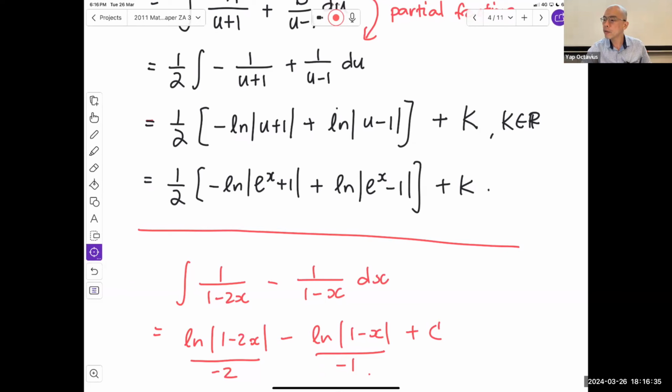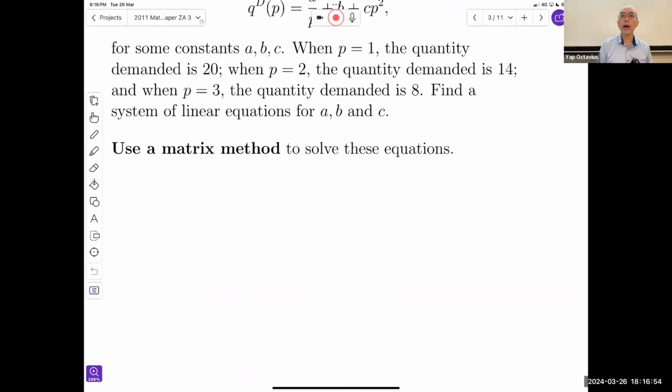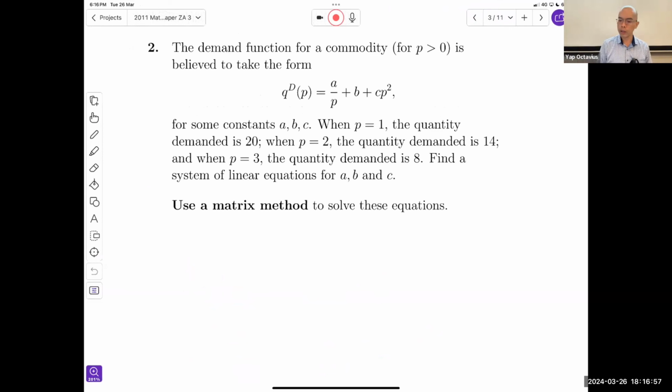Which one? Question 2. Actually, question 2 is easy. So come, let's move on to question 2. This is the last question, right? Correct. Last one, no? I think should be all done already.